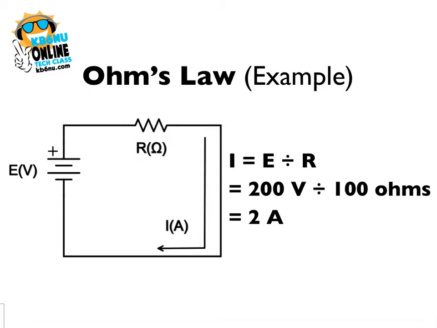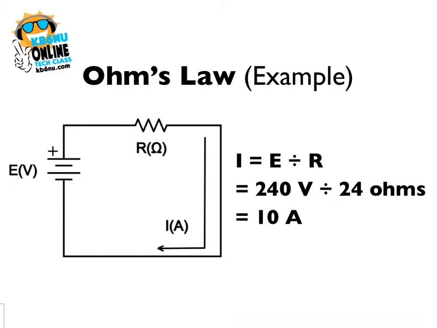Question: what is the current flowing through a 100 ohm resistor connected across 200 volts? Answer: 2 amperes. Again, I equals E divided by R equals 200 volts divided by 100 ohms, and that's equal to 2 amperes.